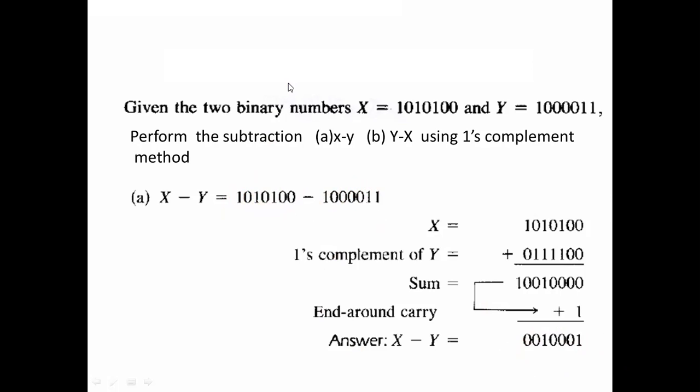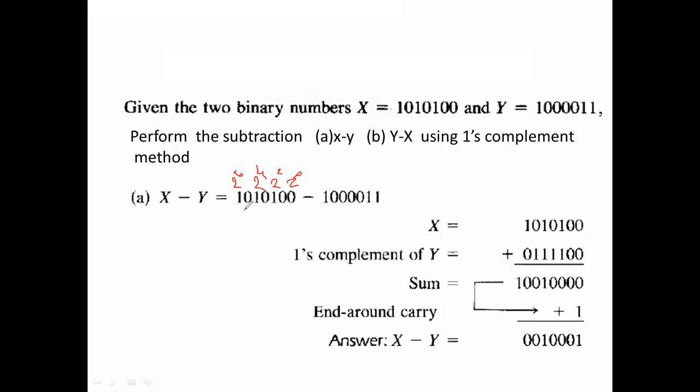Actually what is the decimal number? This is 2 power 0. Okay, 2 power 1, 2 square. There are 0s, so leave them. Only where there are 1s, we add them. 1 into 2 square, 2 cube, 0. 2 power 4. 2 power 5 is 0, so leave it. 2 power 6.